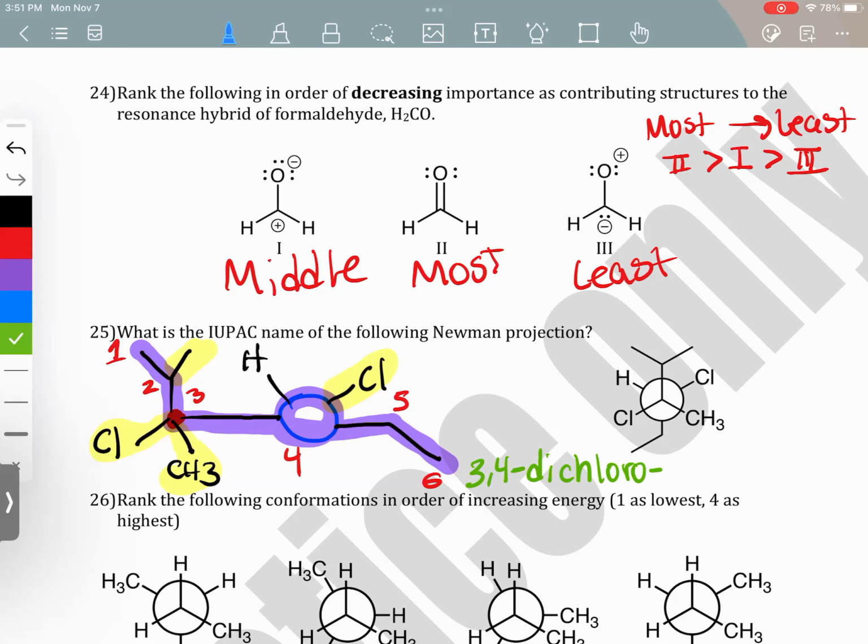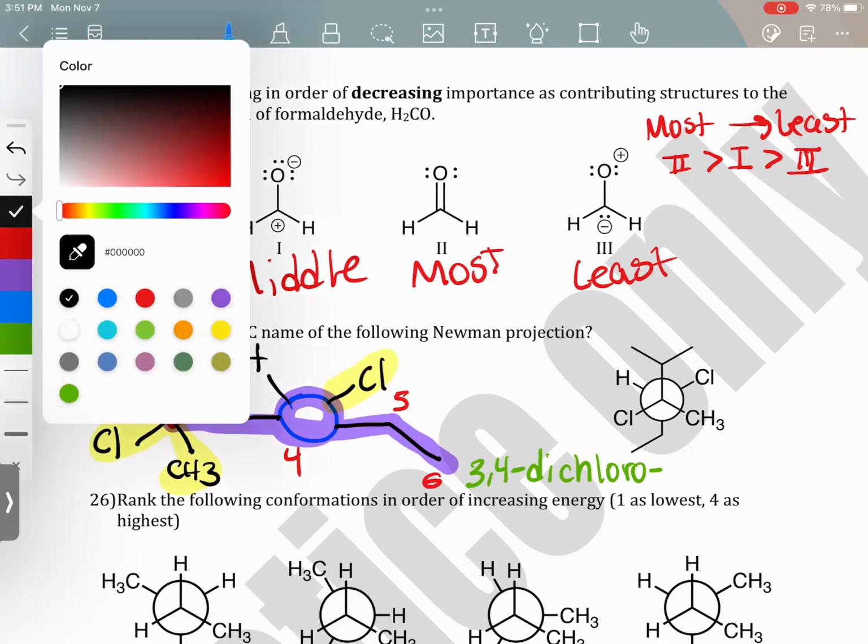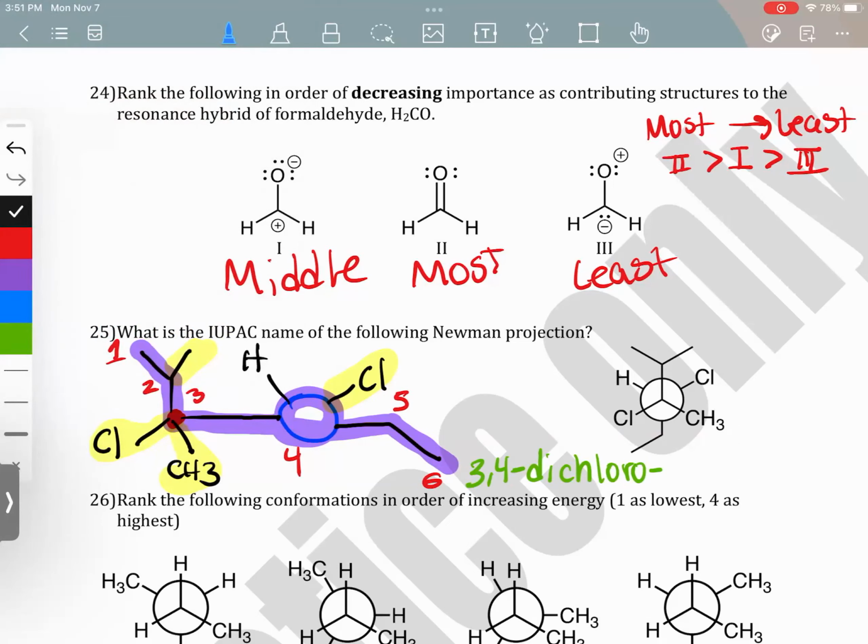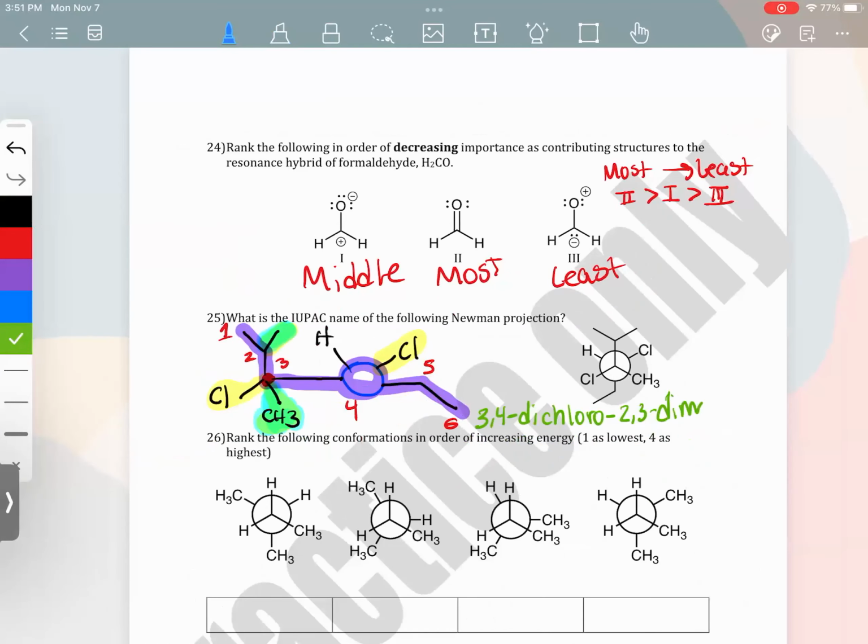Yeah, so we do have this methyl substituent here, and another methyl substituent here. So one on carbon 2, one on carbon 3. So it's 2,3-dimethyl. And the longest carbon chain is hexane. Okay, so there we go.